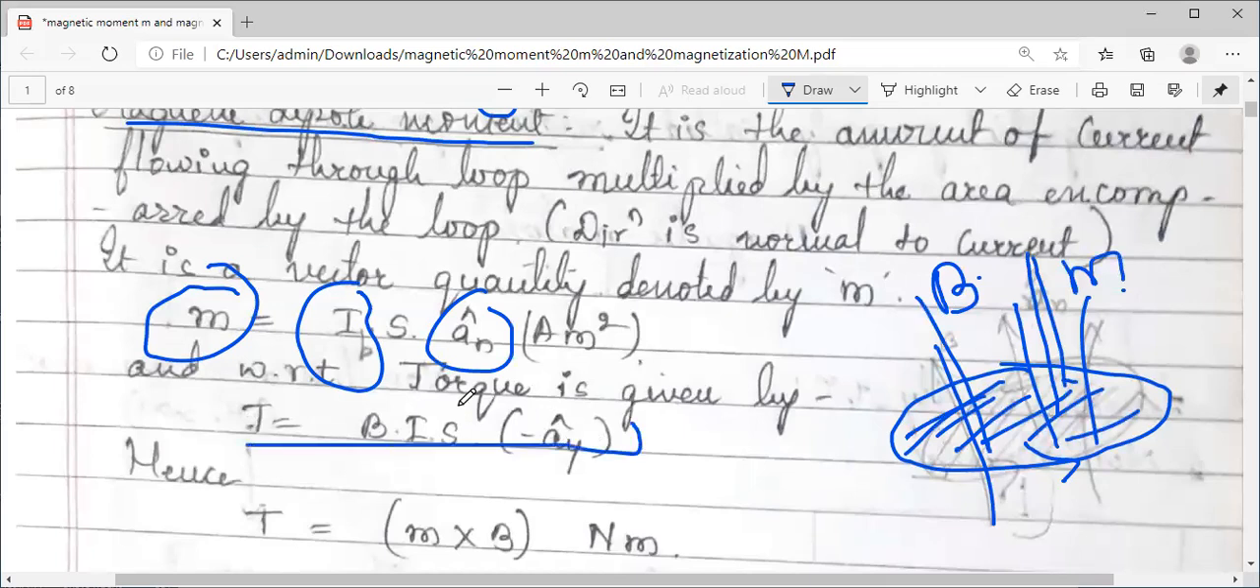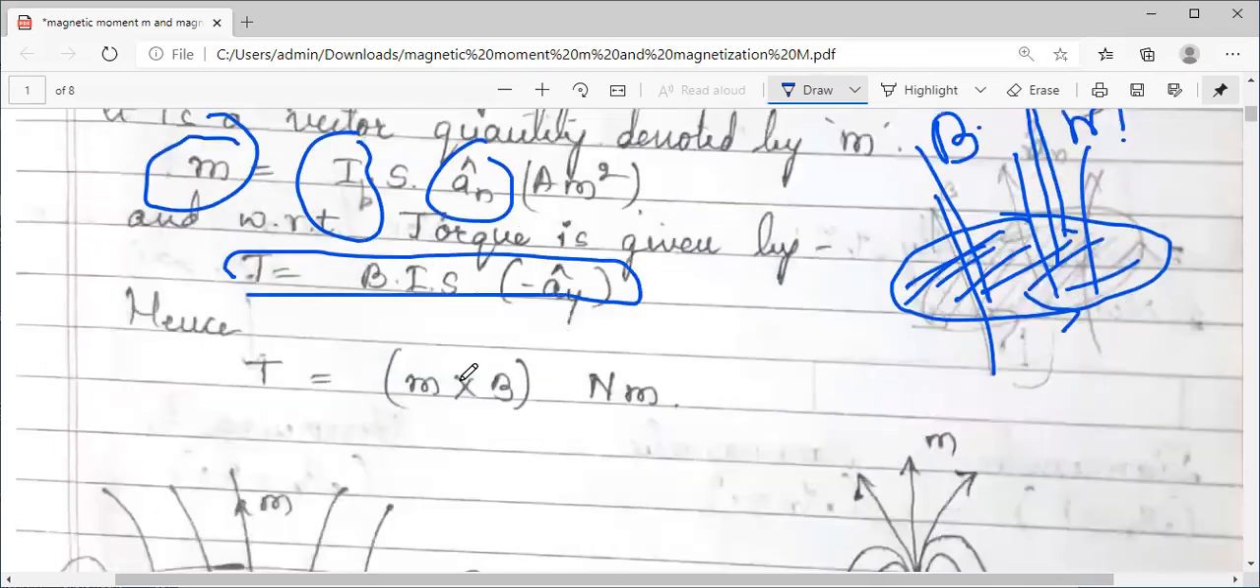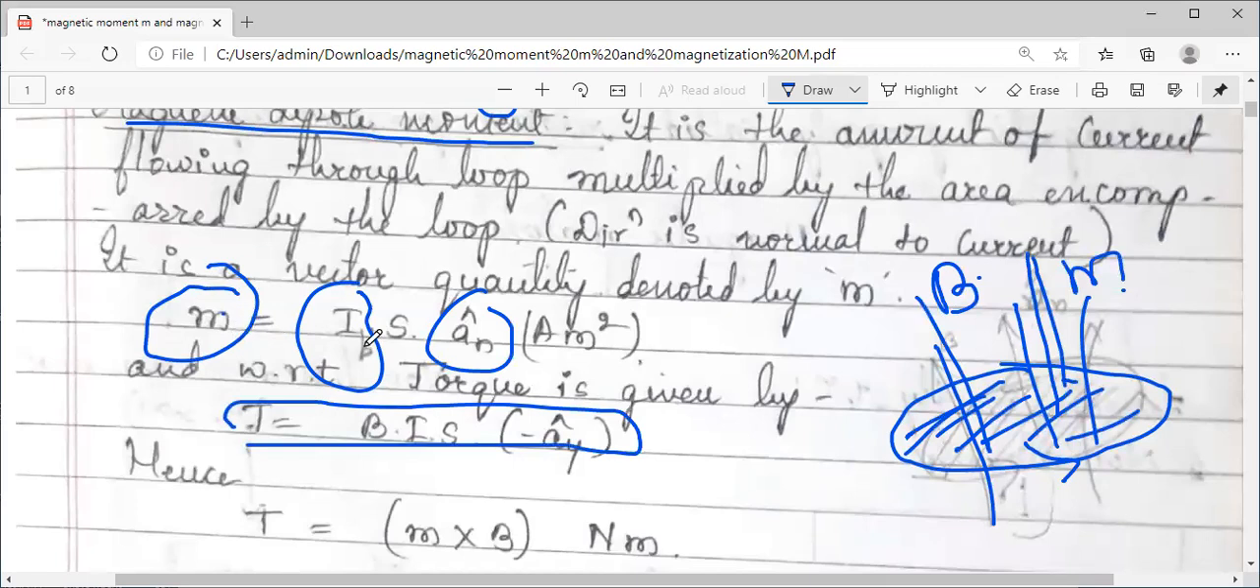In extra I have written this, and it may not be required, but remember the magnetic moment is Ib into dS, or S into an, and the magnetic dipole moment is measured in ampere meter square.